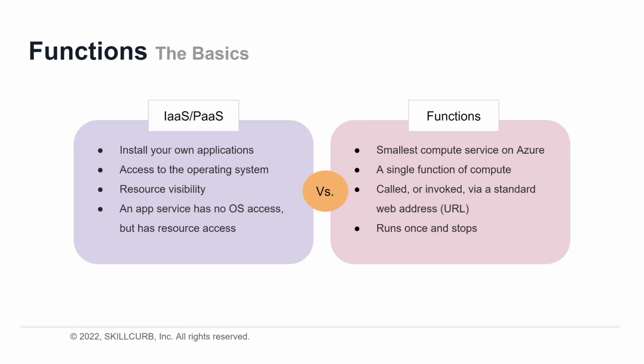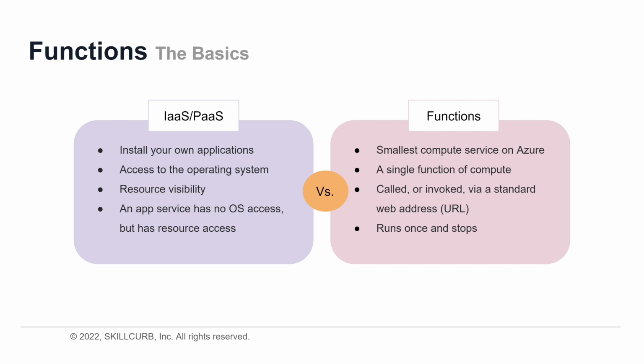Let's understand Azure Functions. The easiest way to understand it is to compare it to something that we already know: infrastructure as a service and platform as a service. On a virtual machine, you install your own applications and programs, and you have access to the operating system. You can see all of the resources available to you. For Azure App Services, you have a web application, and you can monitor the whole application. You don't have access to the machine it is running on, but you can see the processes and other details.